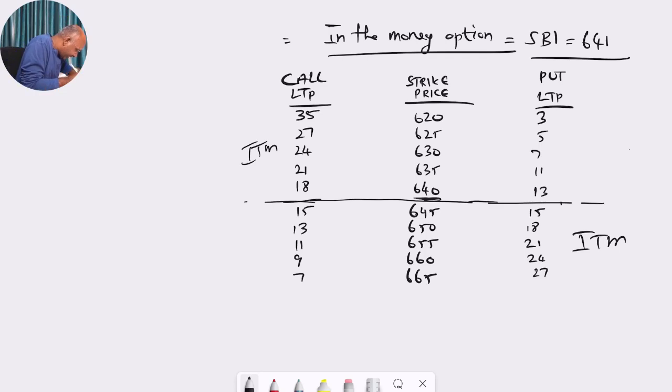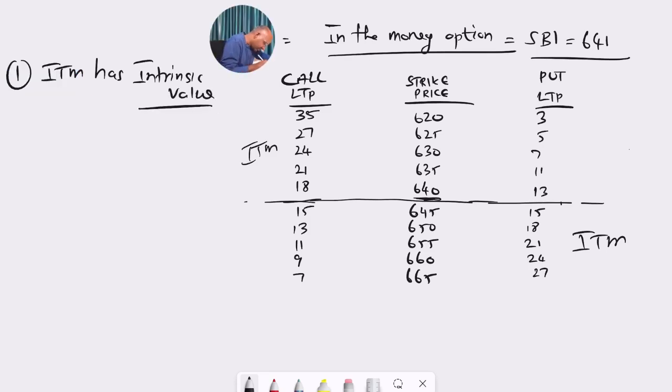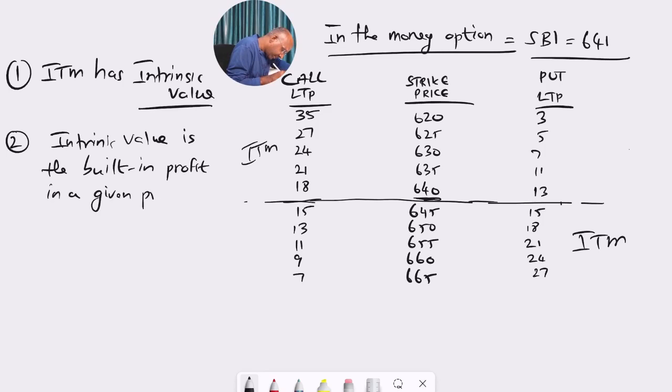Now, an in the money option has something called intrinsic value. Please understand carefully, this is very important. Intrinsic value is the built-in profit in a given premium.